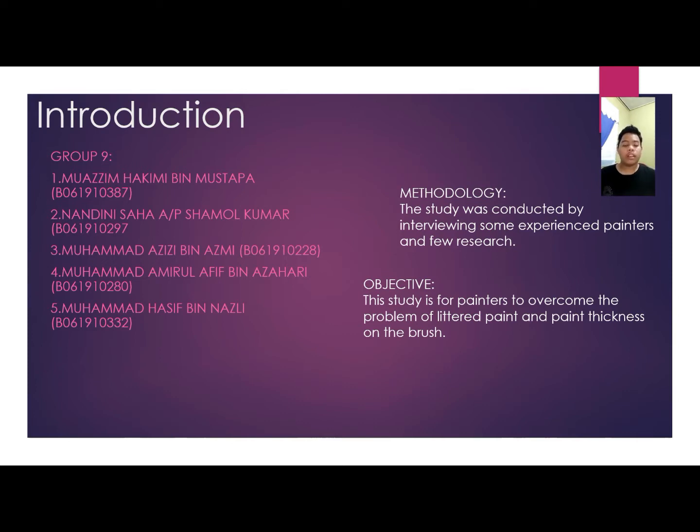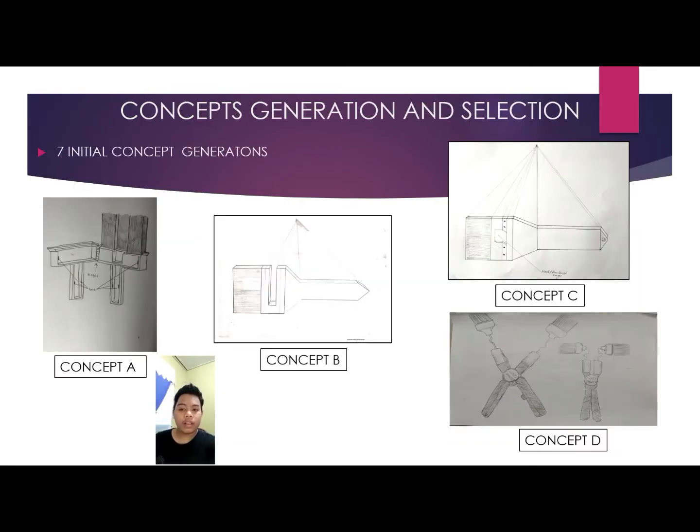Our methodology in our study was using interviews and a few research from our lecture and advice from our lecturer. The objective of this study was to overcome the problem of littered paint and paint thickness on the brush. So we have sections that we label as concept A, concept B, concept C, concept D, concept E, concept F and concept G.